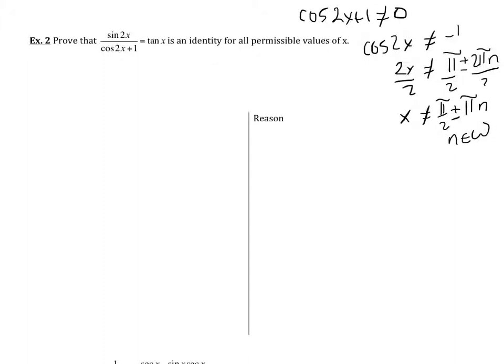So we've taken care of one non-permissible value here. However, when we think about tan, well, tan x actually has the exact same non-permissible value. So I'm pretty much done. So there we go. So let's start proving this identity.